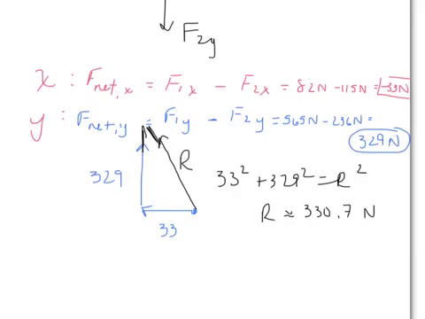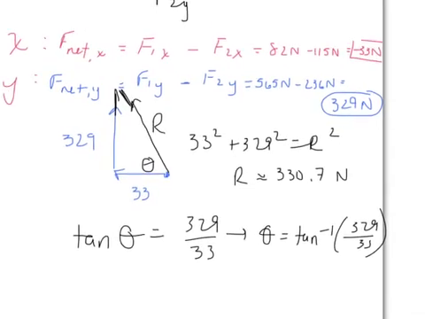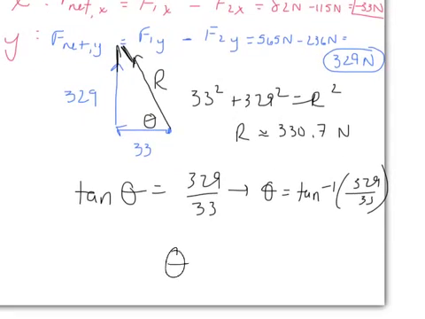Now you might also wonder, well, how much of an angle does this act at? Because it's clearly acting at an angle. Well, there's theta. So let's write our ratio to solve for theta. We can see that we have tangent because we've got opposite over adjacent. So tangent of theta equals 329 over 33. Therefore, theta is the tangent inverse of 329 over 33. Making sure your calculator is in degree mode to give us an answer in degrees, theta turns out to be an angle of 84.3 degrees.